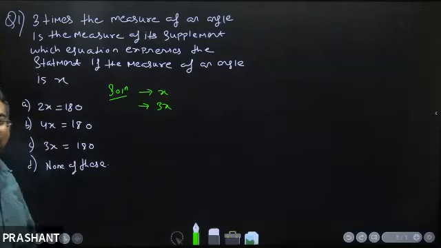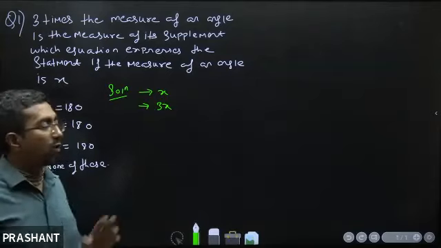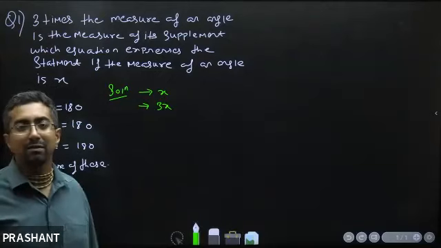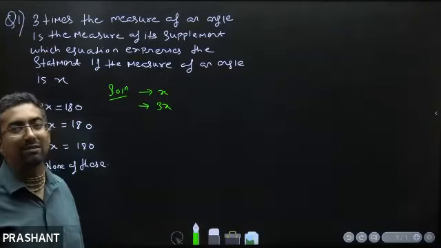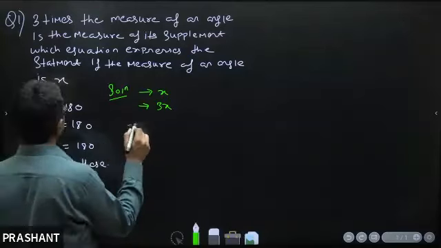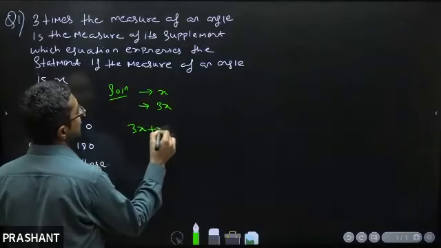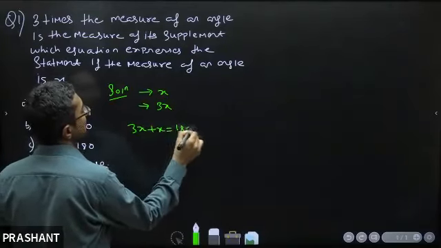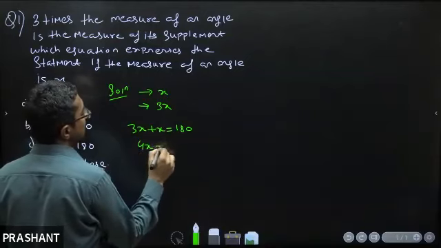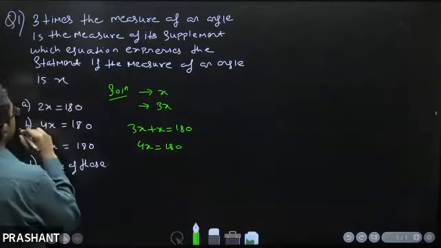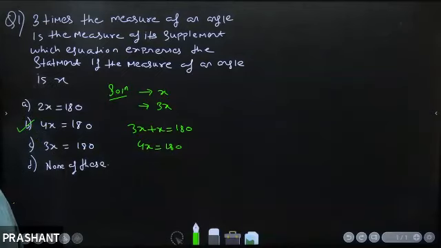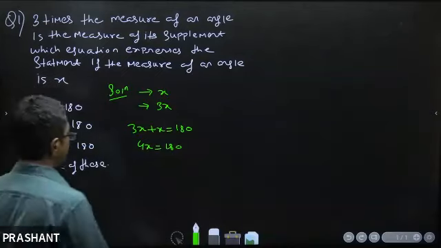3x. And we know that, what do you mean by supplement? Supplement means a summation of two angles. The sum of two angles is 180 degrees. So that is 3x plus x is equal to 180. So that is 4x equal to 180. So the correct answer is B. Okay, everyone got this?